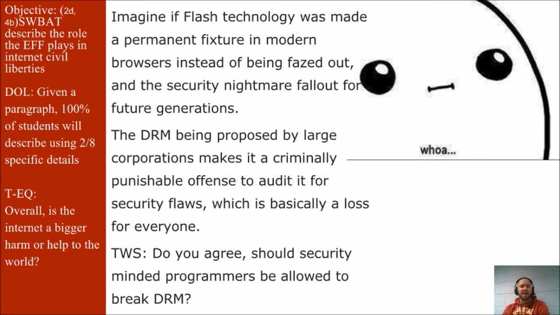Imagine if Flash technology was made a permanent fixture in modern browsers instead of being phased out, and the security nightmare fallout for future generations. The DRM being proposed by large corporations makes it a criminally punishable offense to audit it for security flaws, which is basically a loss for everyone. So the think, write, share on here is, do you agree, should security-minded programmers be allowed to break DRM?